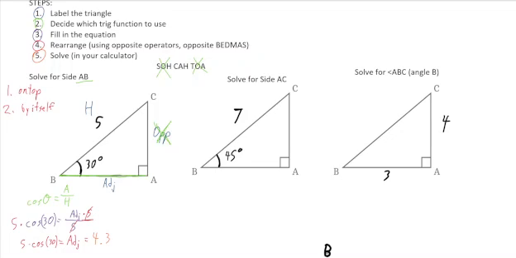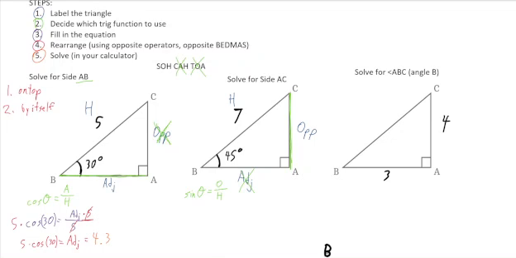Same sort of steps, labeling the triangle first. This is the hypotenuse. This is the opposite side. This is the adjacent side. Now we're looking for side AC. So now that we've labeled it, and we're looking for this side, that means we don't care about the adjacent one, which means instead we're going to cross out these two, and we're going to be left with sine of the angle equals opposite over hypotenuse.